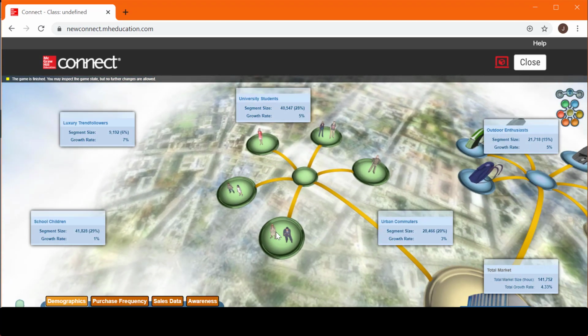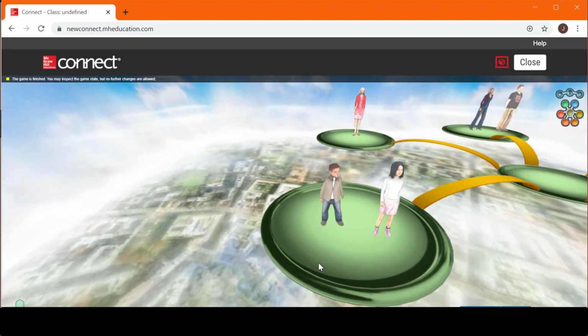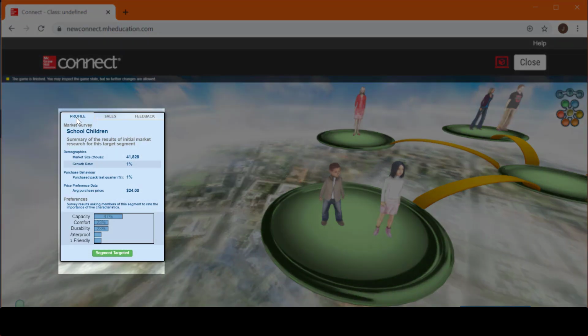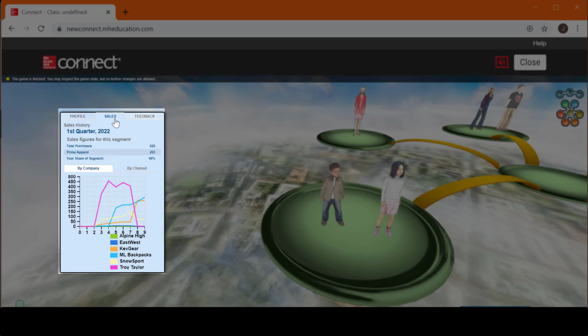If you dig into your target market area, you'll note there's a couple of different tabs up here. In the profile, it helps you make decisions on who to target. But once you get some sales data, you can learn how many people in your target market are buying backpacks, and not just your backpack, but everybody's as well. You can see here in this market that I was going after, 625 total backpacks were sold, and I sold 46% of them. That's not a bad place to be.